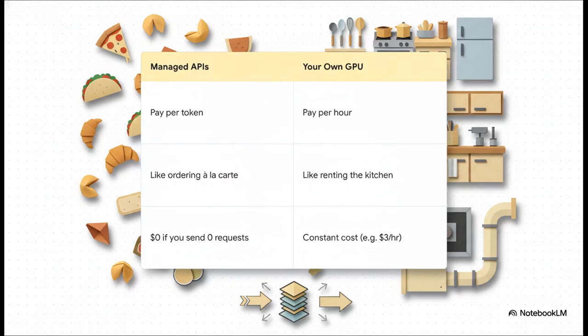Now, this is where things get really interesting, because the entire cost model just flips on its head when you self-host. With an API, you pay per token. It's like ordering a la carte. But with your own GPU, you're paying for it by the hour, whether you're using it or not. You're basically renting the entire kitchen.